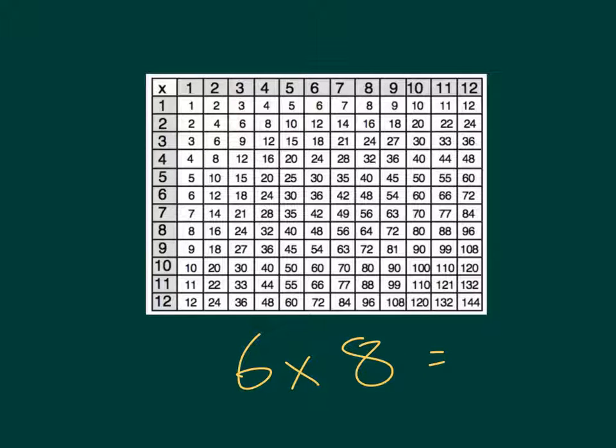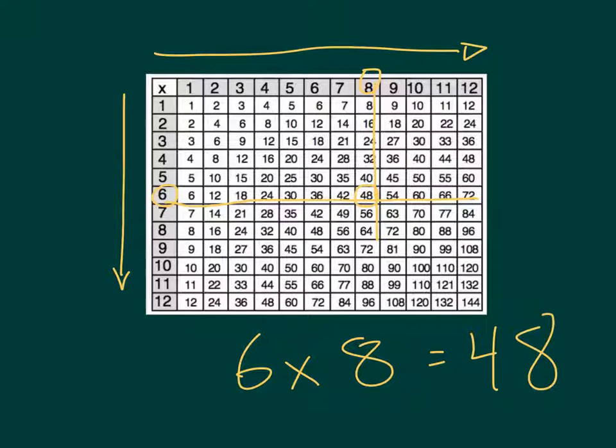Well, on one of the sides, so down this way, we can find our 6. There's our 6. And along the top, we can find the 8. There's the 8. And then we find where these two numbers meet. And by that I mean we follow the 6 along its path. We also follow the 8 down its path. And look where these two numbers cross, right here at the 48. So that means 6 times 8 equals 48.